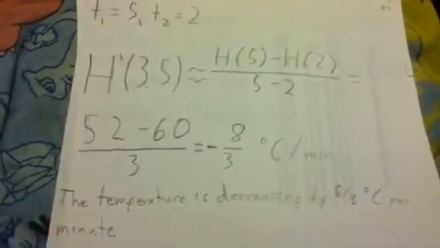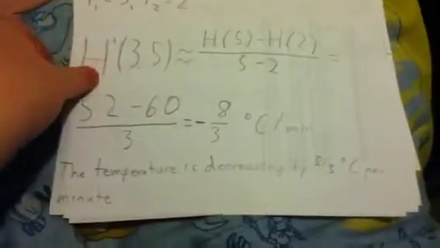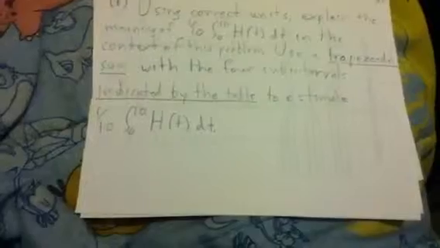Let's go back to our table if I can find it. Oh, here we go. We know that h(5) is 52, h(2) is 60. So (52 minus 60) over (5 minus 2), which is 3. We get negative 8/3. The temperature is decreasing by 8/3 degrees Celsius per minute.